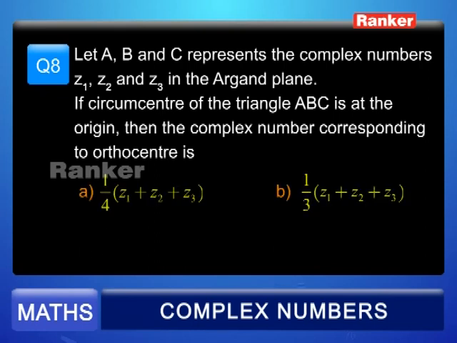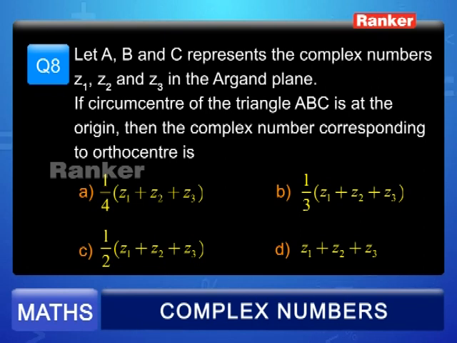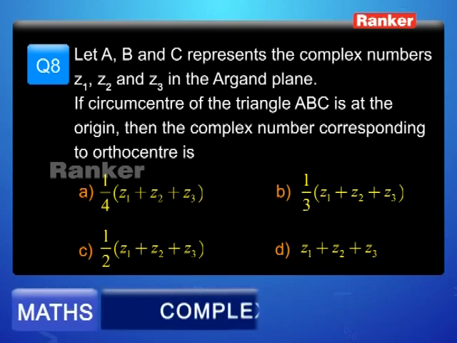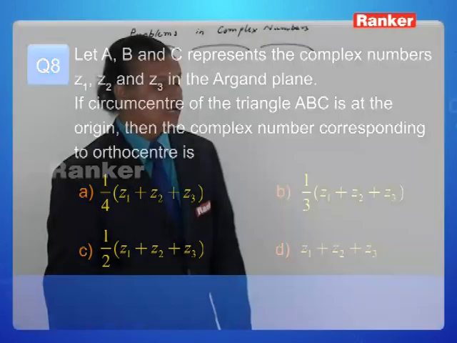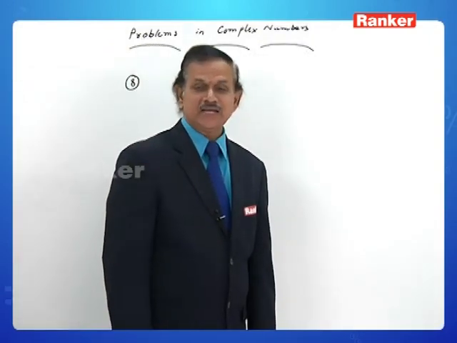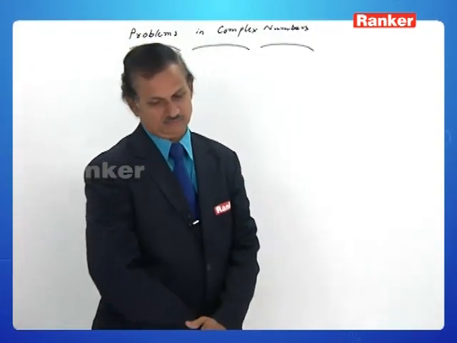Let A, B and C represent the complex numbers Z1, Z2 and Z3 in the Argand plane. He has given that the circumcenter of the triangle ABC is at origin. Then the complex number corresponding to the orthocenter is, he is giving us 4 options: 1 by 4 into Z1 plus Z2 plus Z3, 1 by 3 into Z1 plus Z2 plus Z3, half into Z1 plus Z2 plus Z3, and the last one Z1 plus Z2 plus Z3. These are the options.